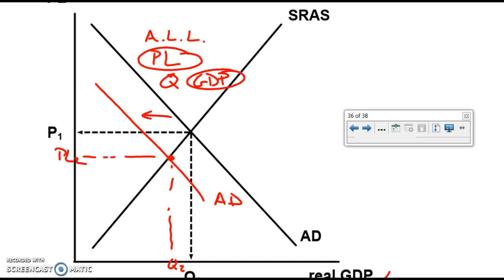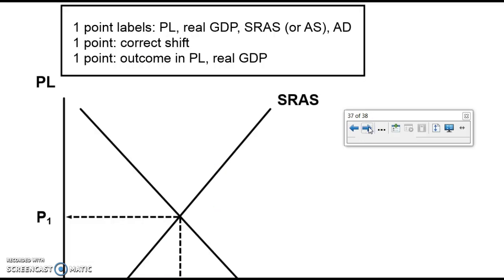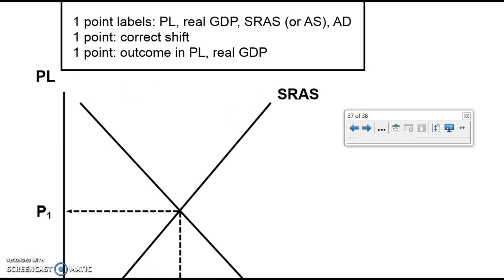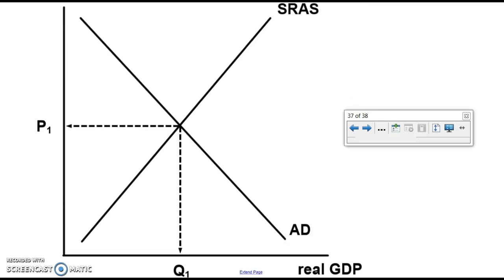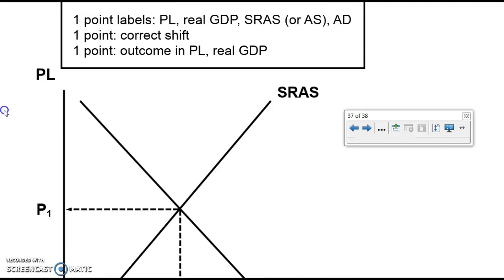So on the quiz, which you'll take tomorrow after we go over the practice problems, the way it will be set up is this. You will get 1 point for labeling all of the correct labels. So each graph has to have PL, price level, real GDP on the axis, not just GDP, but real GDP, short run aggregate supply, or it can just say AS. I won't mark it wrong if you put AS. It can be SRAS or AS, and then aggregate demand. Everyone is going to set up the same way.